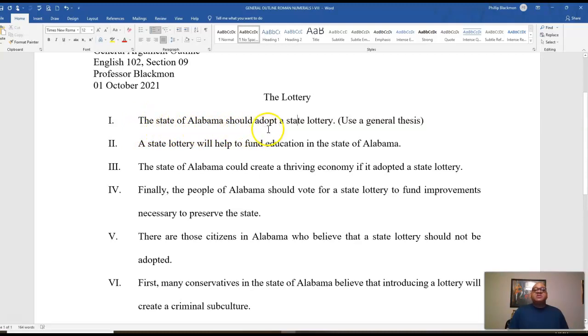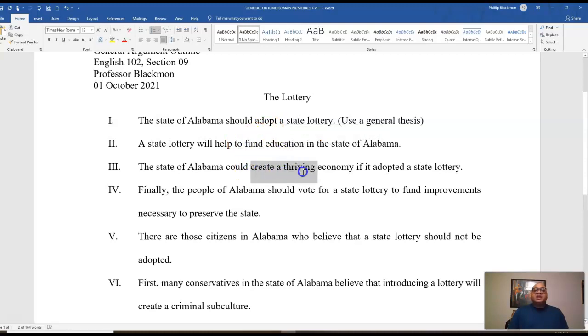Okay, so I have my thesis statement, Roman numeral number 1, my position: the state of Alabama should adopt a state lottery. Well, after that, if that is my position, I need to give 3 good reasons to support my thesis statement. What are my 3 reasons to support the state of Alabama adopting the state lottery? It's going to help fund education.